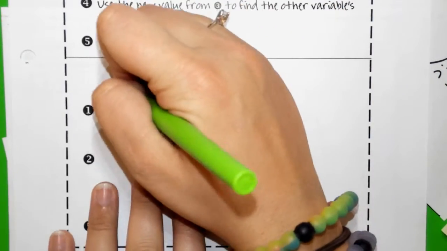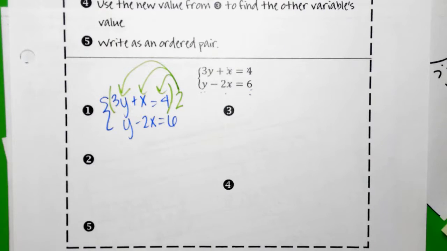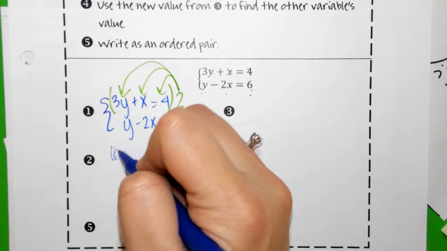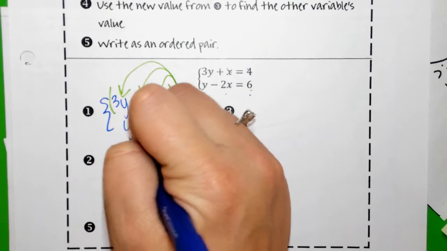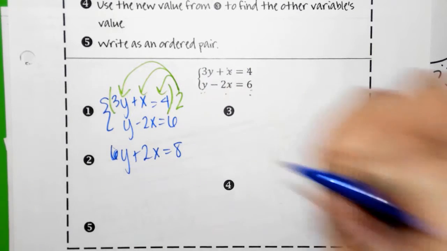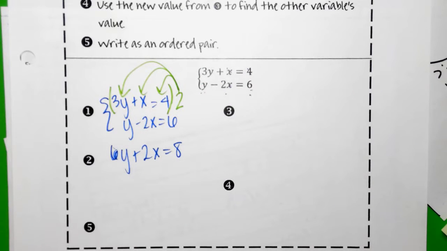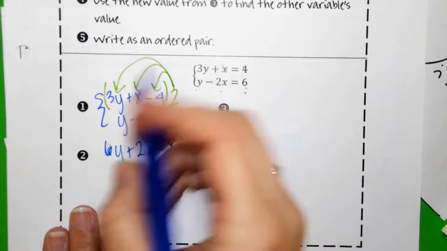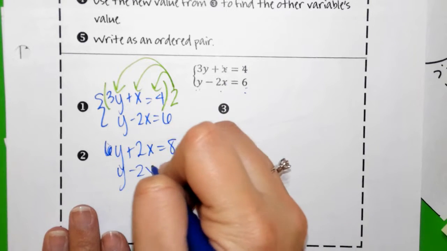So 6y plus 2x equals 8. Does everybody see where we got that from? Are we sure? All we did was multiply everything by what? 2. Look at us go. Okay, take our second equation and we're going to write it below it.